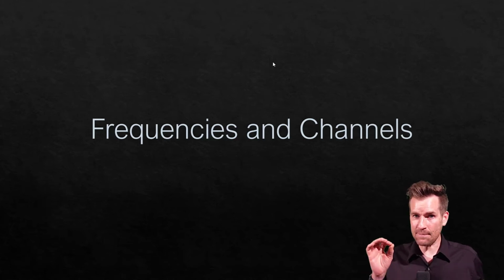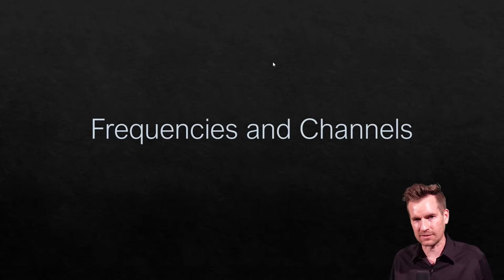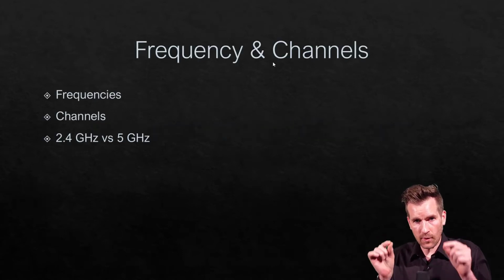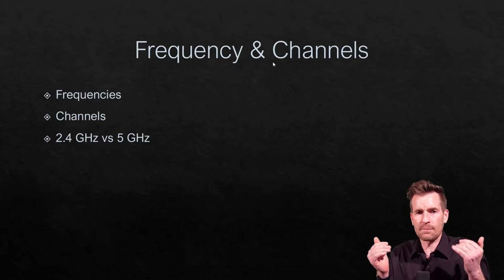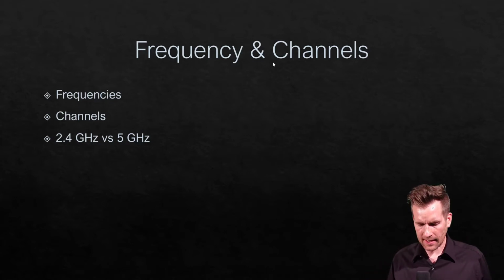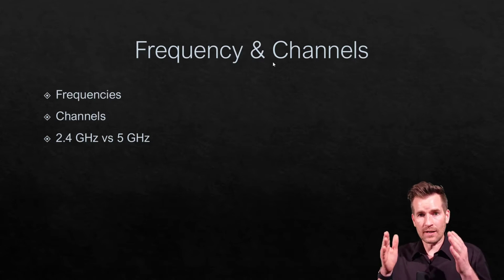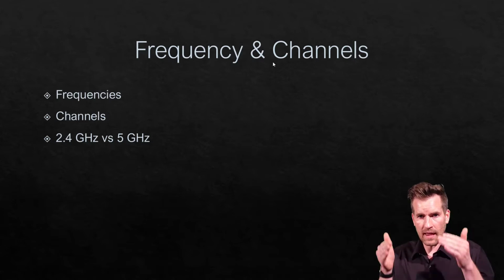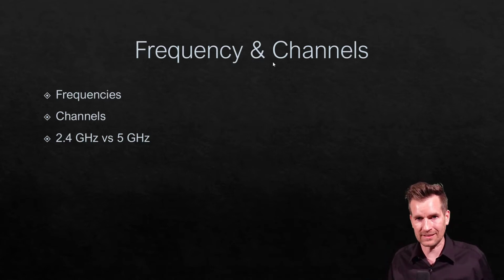Okay, let's take a deeper look into frequencies and channels. Let's start talking about channels. So in this video, we're going to get a little more into frequencies and what those frequencies look like and how they apply to channels. So we're going to start talking about channels, and then we're going to take that and apply it to the difference between 2.4 gigahertz and a 5 gigahertz frequency.